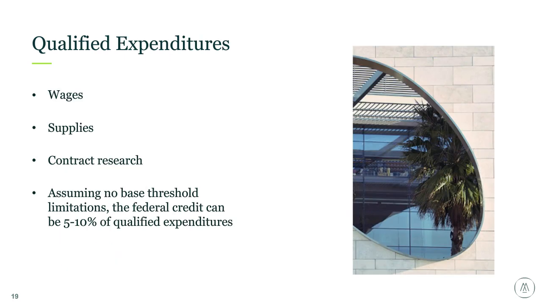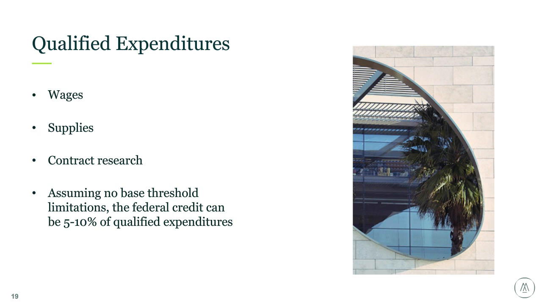So now that we understand the four different parts of what an R&D activity is, we have to talk about the qualified expenditures. What costs can we include in the R&D credit calculation? And there's three main costs here. There's wages, there's supplies, and there's contract research.